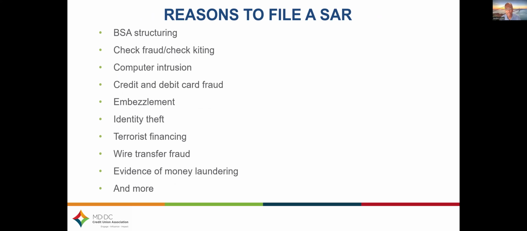Some of the reasons to file a SAR: one, BSA structuring, and that's breaking up that deposit to avoid the CTR filing. And they've got check fraud and check kiting. When I saw that this was still a problem, because I'm looking at some of my credit unions, and they're telling me, yeah, we've got check fraud and check kiting. I said, check kiting? I thought Check 21 and all that just did away with the check kiting stuff, but apparently it didn't. Computer intrusion, credit and debit card fraud, embezzlement, all these things can be reasons to file.